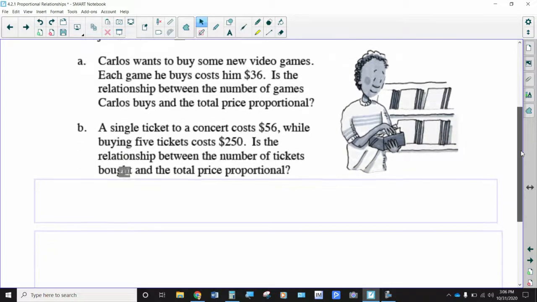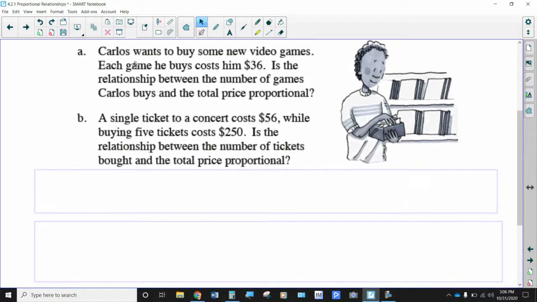It says Carlos wants to buy some new video games. Each game he buys costs him $36. Is the relationship between the number of games Carlos buys and the total price proportional? So I'm going to ask two things. Is there a constant unit rate, where the games always cost the same amount every single time? So the amount of growth would be the same when he's buying 1 game versus 2 games versus 3 games versus 4 games. If that is correct, then we move on to the second part.